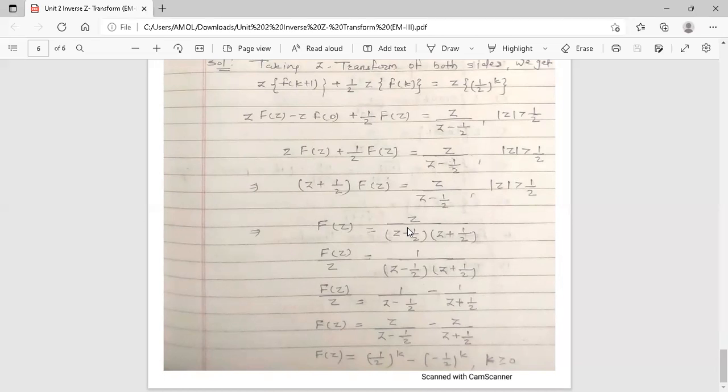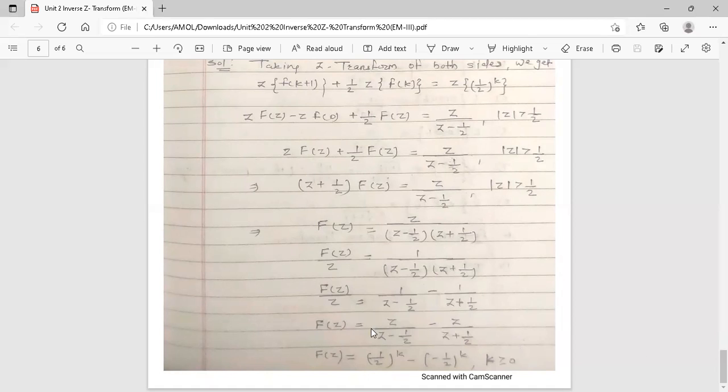Now we do the partial fraction of f of z upon z. So we transfer the z to the denominator of the LHS. The term is f of z upon z is equal to 1 upon z minus half into z plus half. Now you separate these two terms in the denominator of the RHS by using the partial fraction method. The terms are 1 upon z minus half minus 1 upon z plus half. After doing the partial fraction, you again shift the z to the RHS, so that f of z is equal to z upon z minus half minus z upon z plus half.